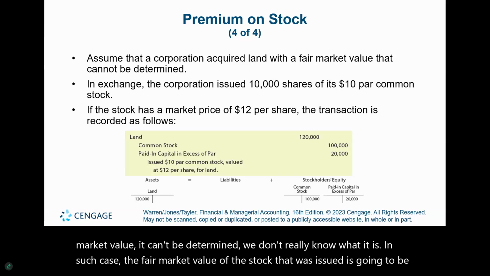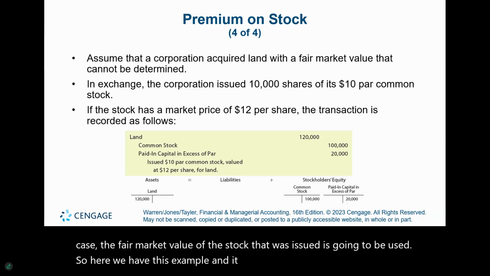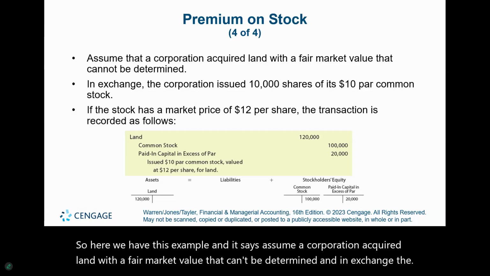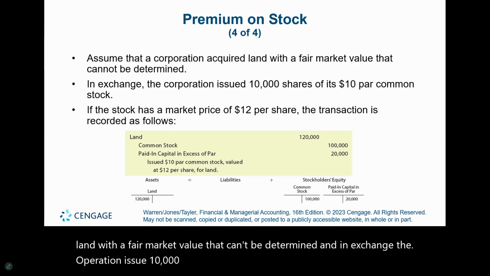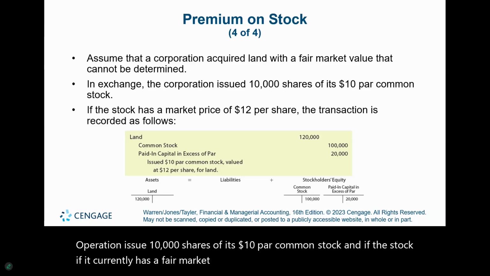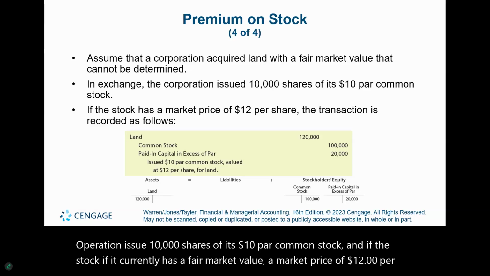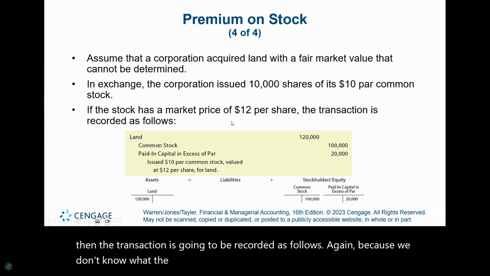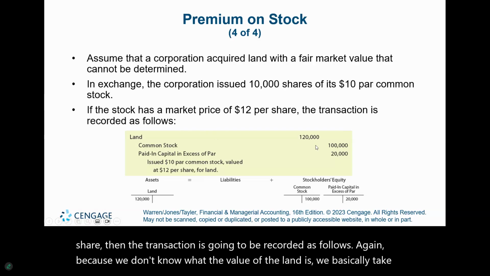So here we have this example and it says, assume a corporation acquired land with a fair market value that can't be determined. And in exchange, the corporation issued 10,000 shares of its $10 par common stock. And if the stock currently has a fair market value, a market price of $12 per share, then the transaction is going to be recorded as follows. Again, because we don't know what the value of the land is, we basically take the fair market value of the stock.